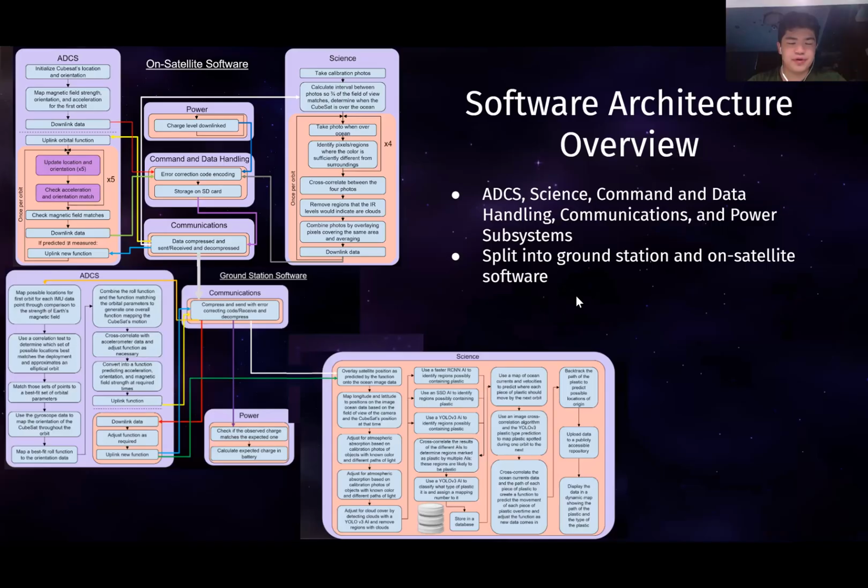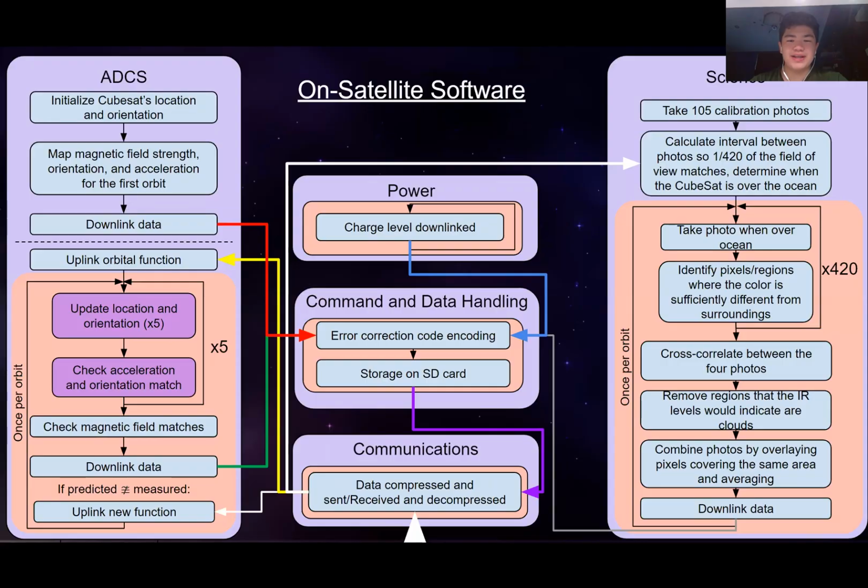Next up, here is an overview of the software architecture, including several different systems. We'll be looking more in depth at the various parts of it over the next couple of slides. Throughout, things in red boxes will continue to run each orbit as a loop. First up, the on-satellite software.